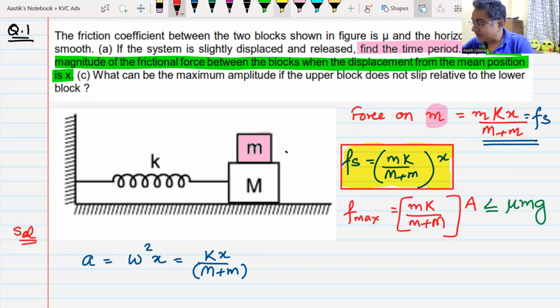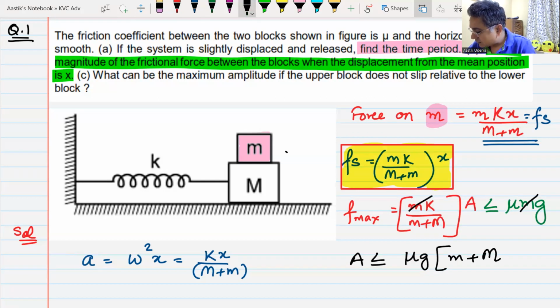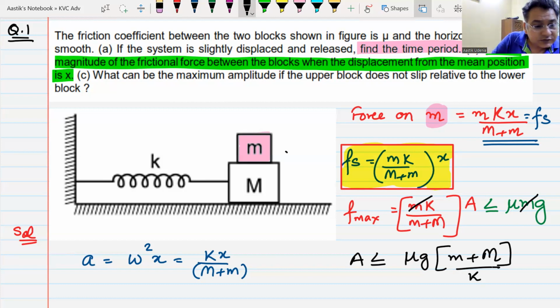So this m will get cancelled, and you will get a less than or equal to mu g into (m plus capital M) by k. So a has to be less than this. What is the maximum value of a? The equal value is the maximum value of a, and that is the maximum possible amplitude: mu g multiplied by (capital M plus small m) divided by k. That is the maximum possible value of acceleration of this system.